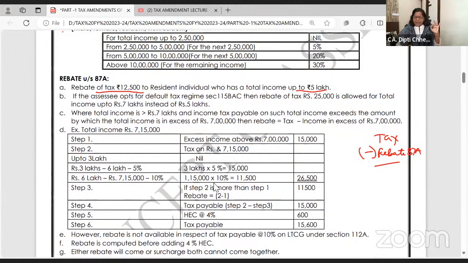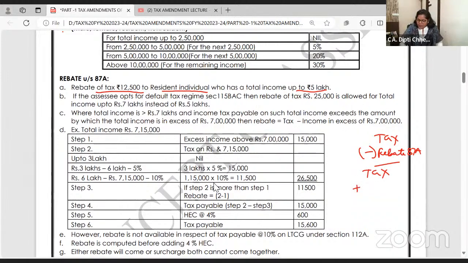If the total income is up to 5 lakhs, you will get a rebate of up to 12,500. If your tax is 8,000, the rebate will be 8,000. If your tax is say 15,000, you will get a rebate up to 12,500 if your total income is up to 5 lakhs. And this rebate is allowed only for resident individual.